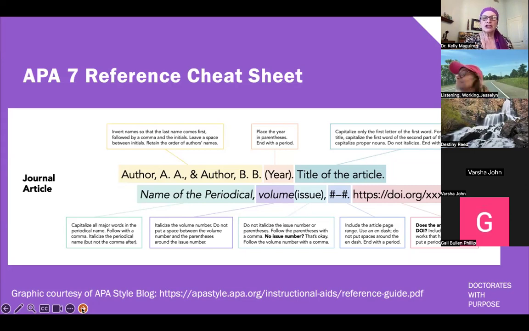But this cheat sheet I absolutely love because, one, it's color coded and it has these tiny little boxes that tell you exactly what to do in each section of the reference. So this was just a real quick review of what I had done the past two lessons. But I want to continue on and now show you how to take that reference and turn it into different types of parenthetical in-text citations or narrative citations.